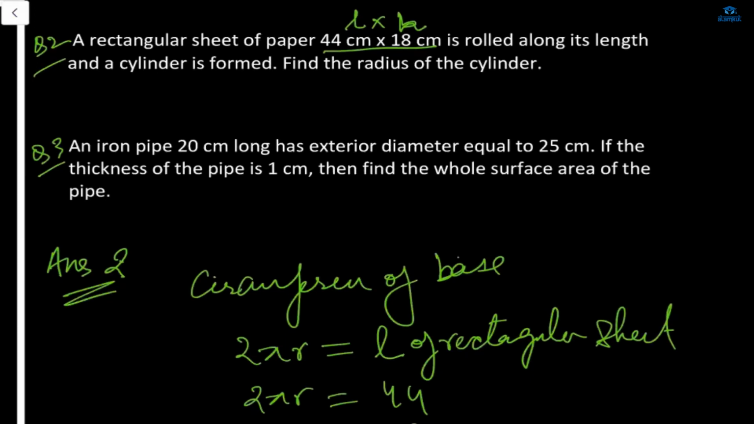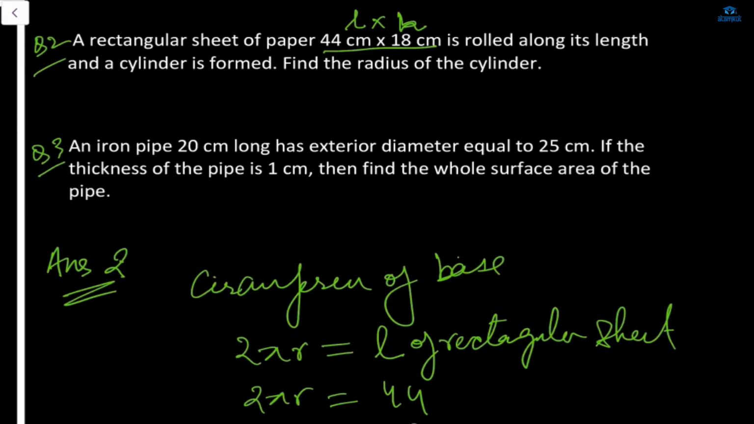Now the second one: an iron pipe 20 centimeter long has exterior diameter equal to 25 centimeter. If the thickness of the pipe is 1 centimeter, then find the whole surface area of the pipe. Now here it will be a hollow cylinder. Yes or no? We have a hollow cylinder.